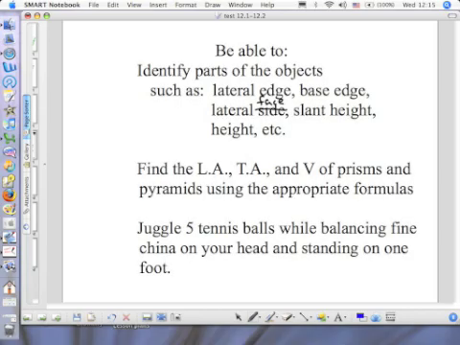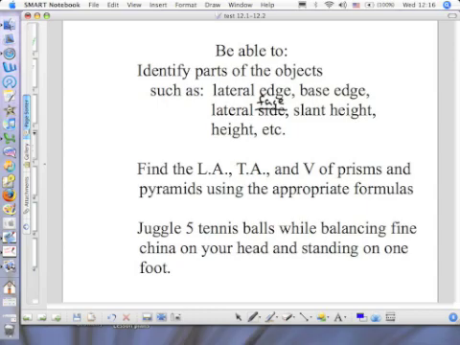Now, I will have diagrams because it's great to be able to say the definition of a lateral edge, a base edge, a lateral face, a slant height, and a height. But if you cannot identify it on the actual shape, it doesn't help you. So, you need to be able to identify parts of all these objects on a diagram. And at the beginning of each section, they have diagrams where they're pointing out and putting arrows to all these things. Okay?